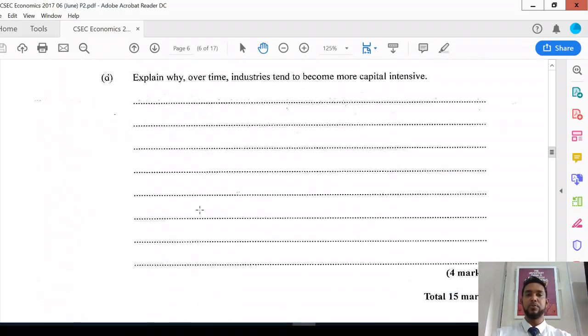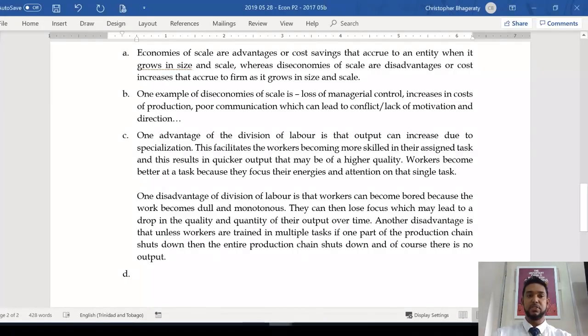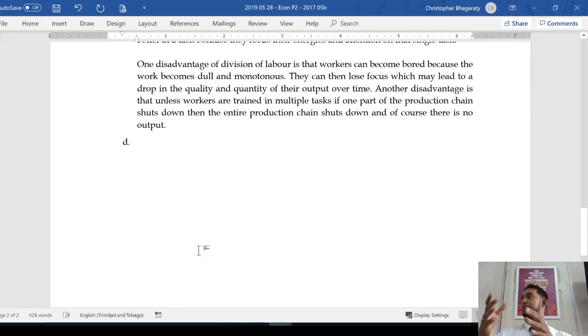D. Explain why over time industries tend to become more capital intensive. That's a nice question. So first of all, what does capital intensive mean? Machinery and things. There's a greater proportion of physical capital as opposed to human labor used in the production process. All right, so let's start by saying that.